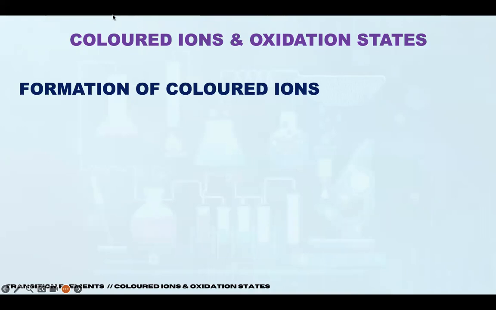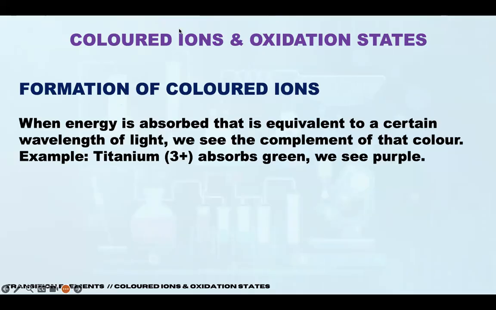So I'm gonna just drop it in words here, and then I'll do a more detailed walkthrough and diagrams, right? So basically what happens is when we have energy that is absorbed, and that is equivalent to a particular wavelength of light, we're gonna see the complement of that color, or the opposite of that color. So if we have something that absorbs a lot of green light, then we're gonna end up seeing purple, right? And we're gonna talk a little bit more in detail about that.